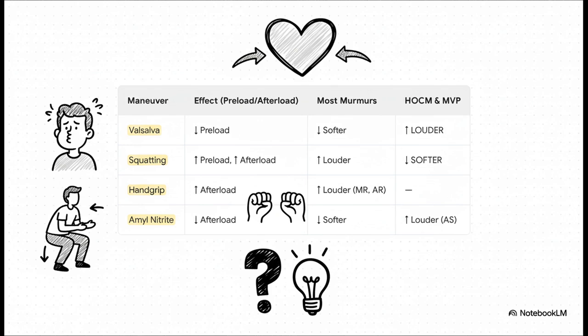The general rule is this. Maneuvers that decrease blood return to the heart, like a Valsalva, make most murmurs softer. Maneuvers that increase blood return, like squatting, make most murmurs louder. But notice I said most, because there are two huge exceptions you have to know.